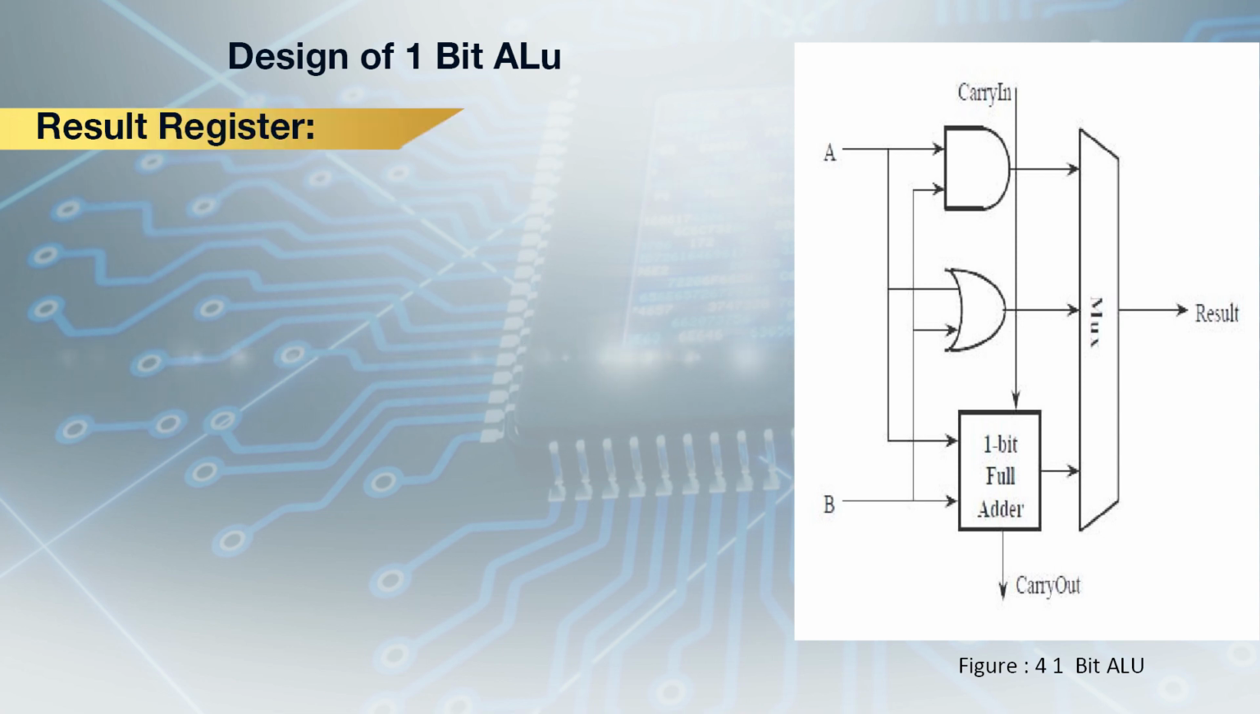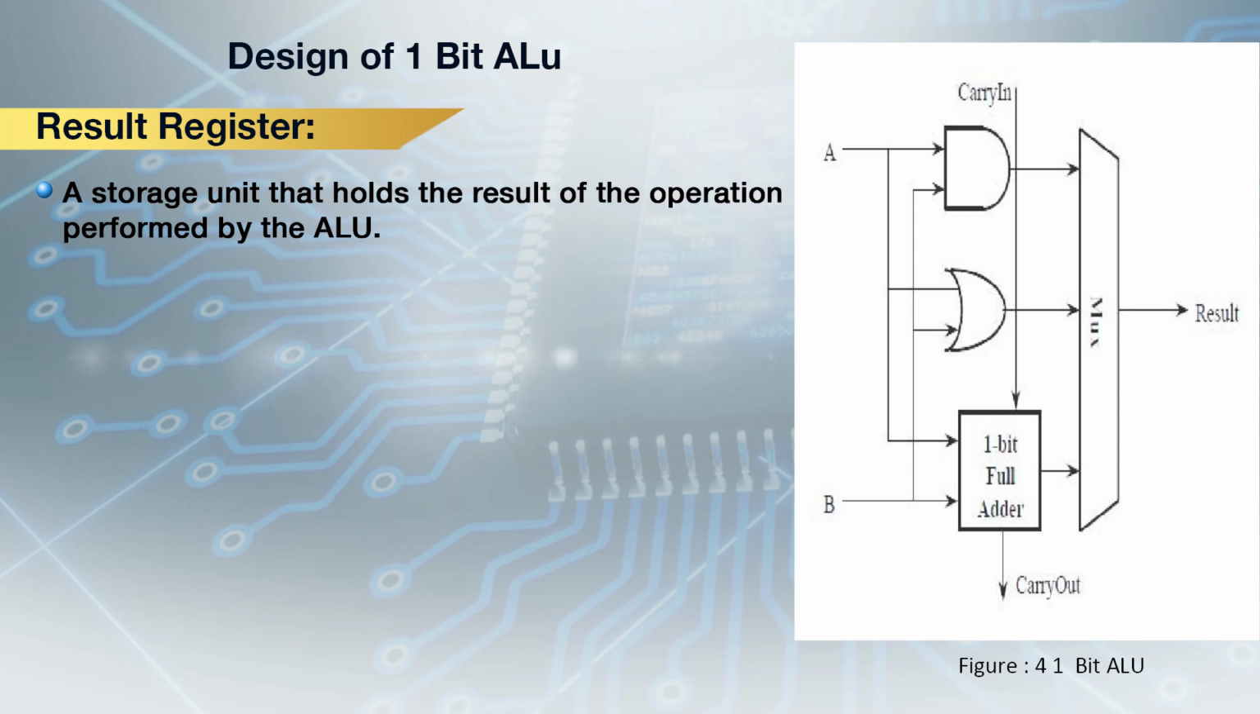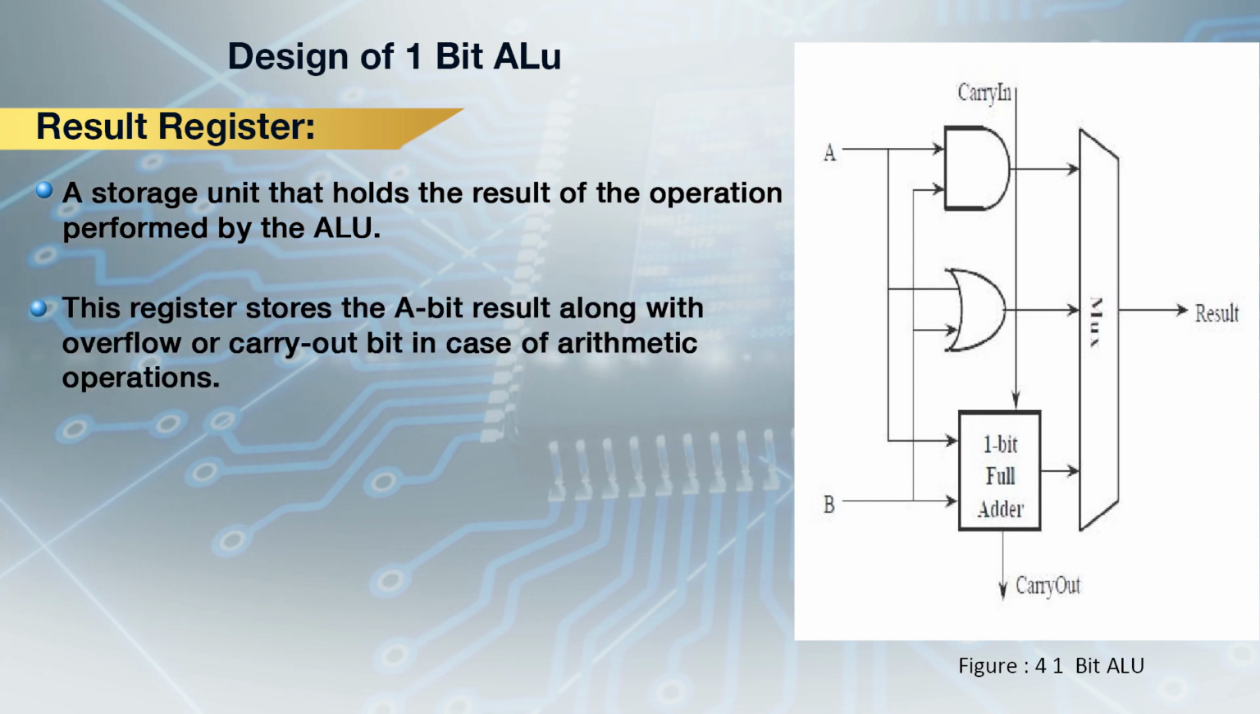Now the result register, a storage unit that holds the result of the operation performed by the ALU. This register stores a bit result along with an overflow or carry out bit in case of arithmetic operations.